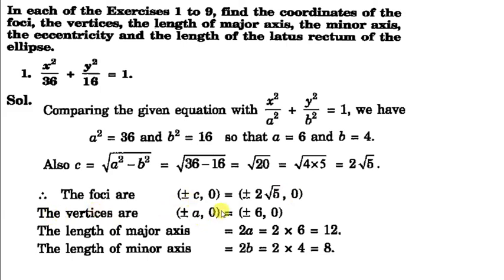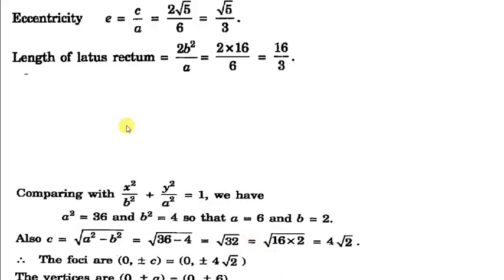Vertices are plus minus a, 0, that is plus minus 6, 0, and the length of the major axis is 2a, that is 2 into 6, 12. Length of the minor axis is 2 into 4, that is 8. And the latus rectum of the ellipse is 2b square upon a, that is 2 into 16 by 6, 16 by 3, and eccentricity is c by a, that is 2 root 5 divided by 6.